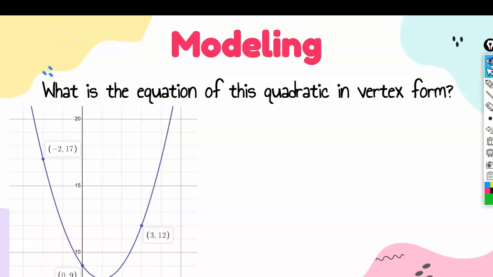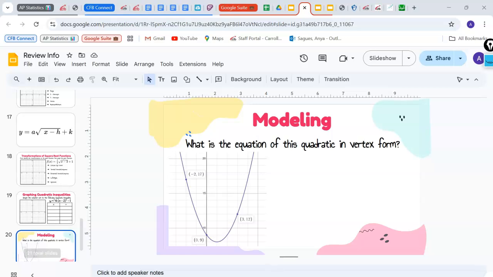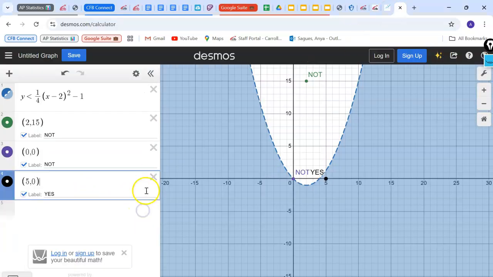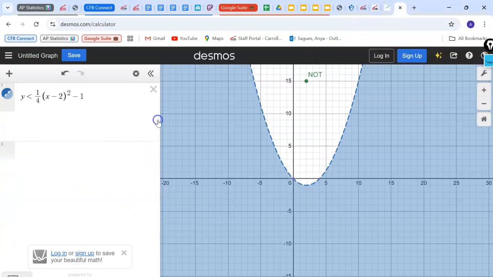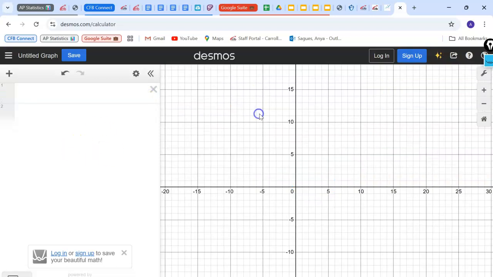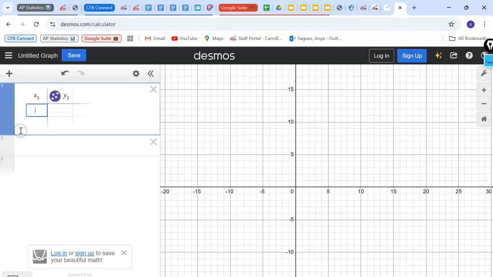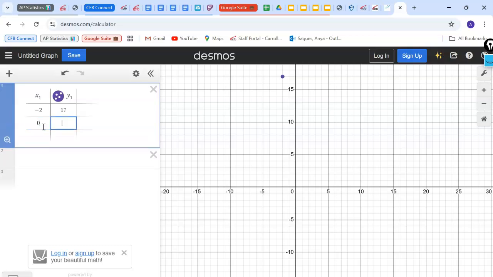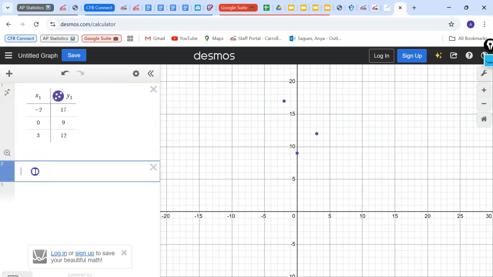So really quickly, we are going to go back to Desmos. We're going to clear all this out. And when it gives me points like that, I am going to make a table and put those points in the table. My first point was -2, 17. Another point was 0, 9. And another point was 3, 12. So these are all points.